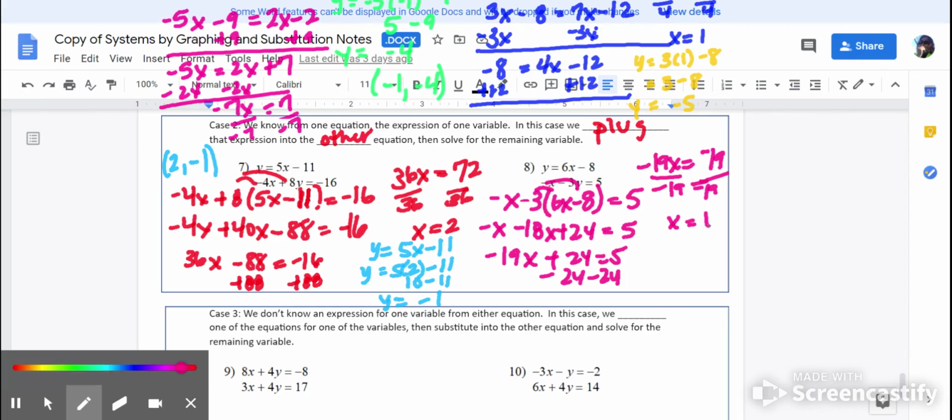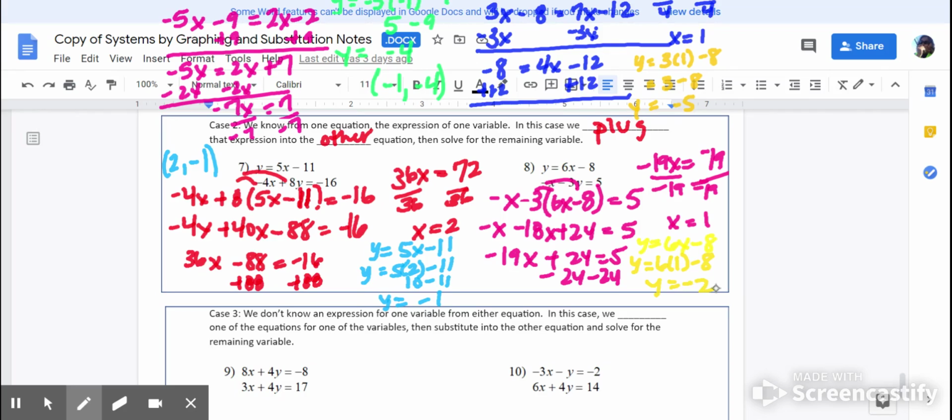Then we'll go back and plug it in. Again, you have the choice to plug it into any equation that you want here. But I'm going to choose to plug it into the top one because it'll make life a little bit easier. So y will equal 6x minus 8, and then y equals 6 times 1 minus 8, so y equals negative 2. So I write it as my coordinate pair, 1, negative 2.